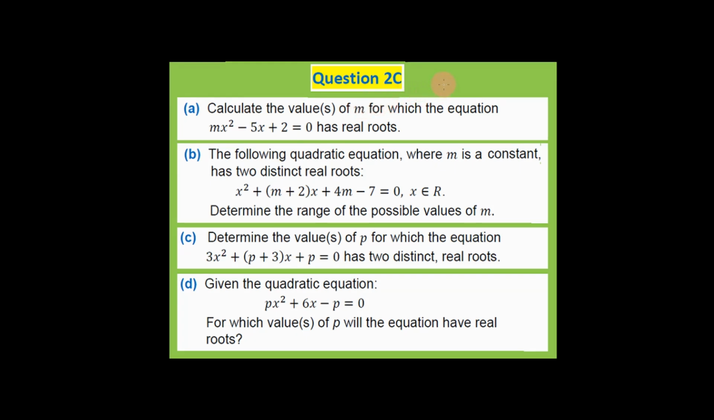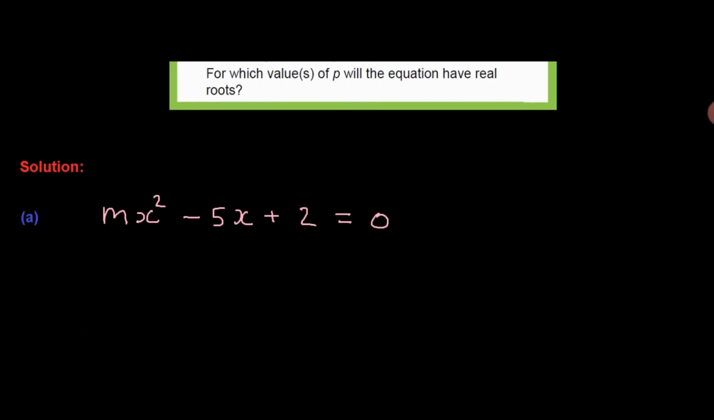So let's look at your answers to this question. In A it says calculate the values of m for which the equation, so this equation, has real roots. Now, there's no requirement that the roots must be distinct or unequal. So we're going to use delta greater than or equal to 0.